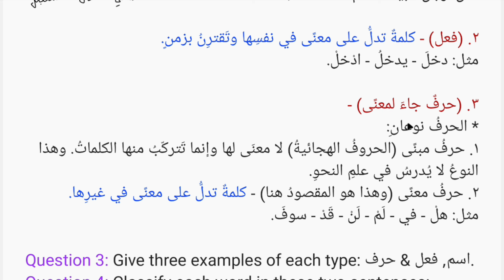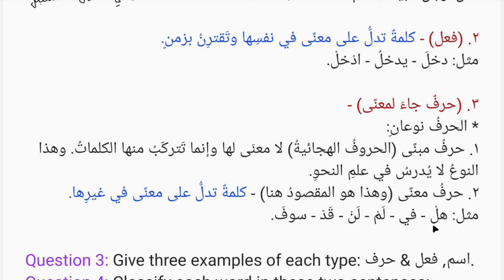حرف, when we're speaking about حرف in نحو, كلمة تدل على معنى. So it's a kalima which indicates a meaning. What's mutual in the definition of all these three things is that they indicate a meaning. They all indicate a meaning. However, here, في غيرها, it indicates a meaning only when connected to other words.